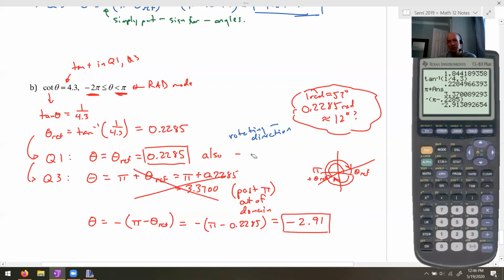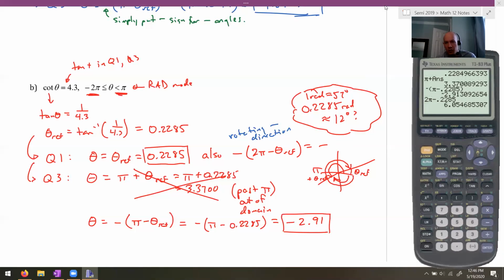What I would simply do is think in terms of just the numbers. I've got 2 pi, I'm subtracting my reference angle, but the thing's got to be negative because I rotated in the negative direction. So it's going to be negative 2 pi minus the reference angle. Okay, so this is going to be negative here, and I guess I need my calculator for this one, 2 times pi. I'm going to take away 0.2285. I'm going to get my value of 6.05, but I'm going to make it negative 6.05.